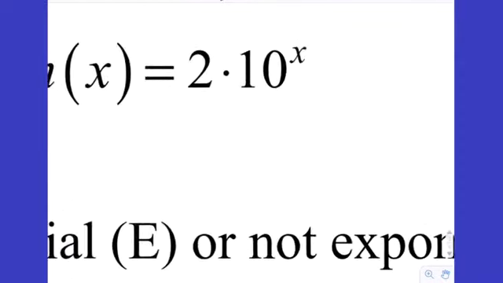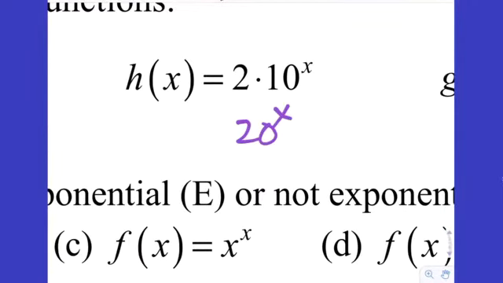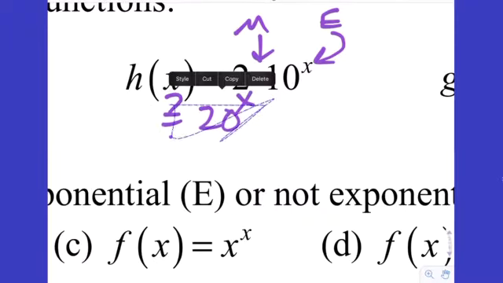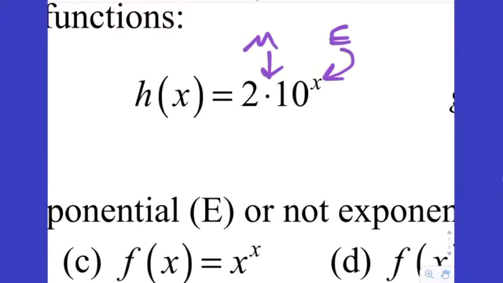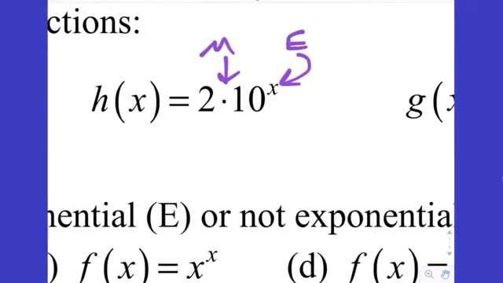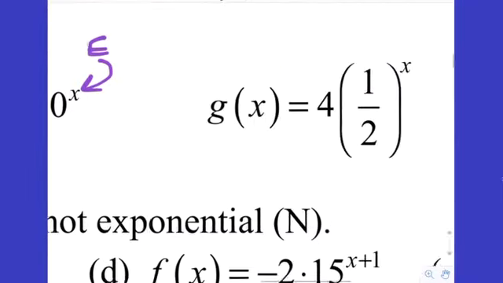Here's another one, 2 times 10 to the x. Is that the same as 20 to the x? No, your dear Aunt Sally says to do exponentiation before you do multiplication, right? So this one would just be 2 times 10 to the x. 2 is the initial value, and then 10 would be the base. So this is something that's increasing by a factor of 10 each cycle. Okay, that's pretty rapid. But you're starting with 2. So this would be exponential growth.